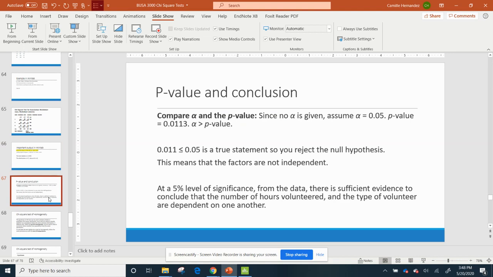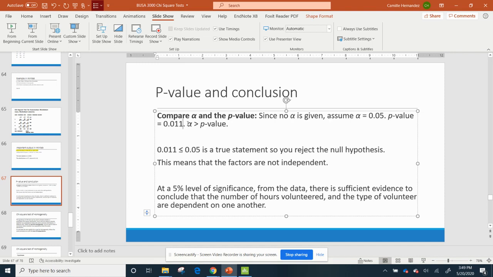All right, so let's do our conclusion. P-value and conclusion. Since no alpha was given, I'm going to assume 0.05 is my level of significance. So my p-value is 0.011. Okay, so 0.011 is less than or equal to 0.05. Remember, if you get confused, add an extra 0. It doesn't hurt it. And now I can see 11 is definitely smaller than 50. So since this is a true statement, I reject my null, which means my factors are not independent. They're depending on one another.